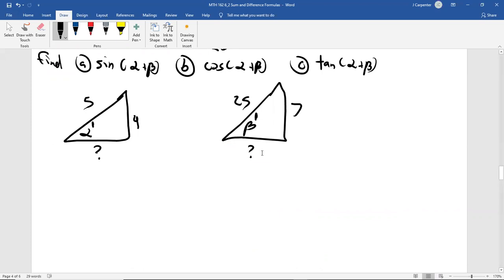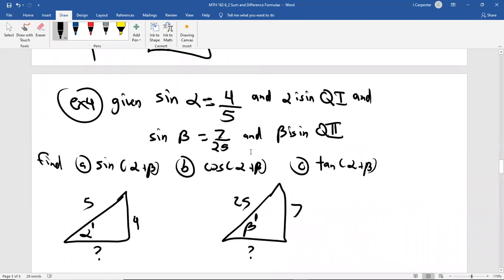All right, so sorry for the couple minutes behind, but we are here now, ready to kick off back into 6.2, the sum and difference formulas. And where we left off was right here, with example 4 already written down, and these A, B, C scenarios.